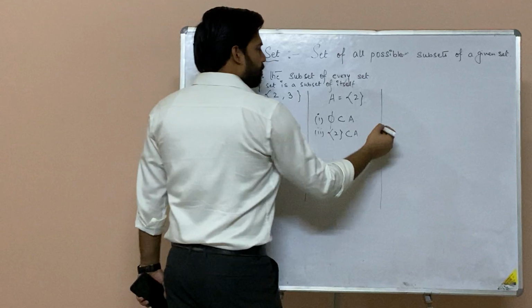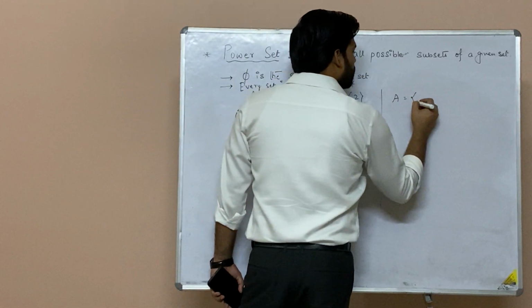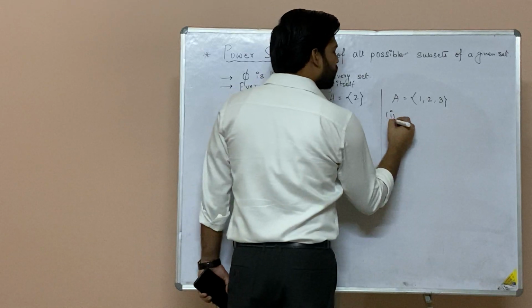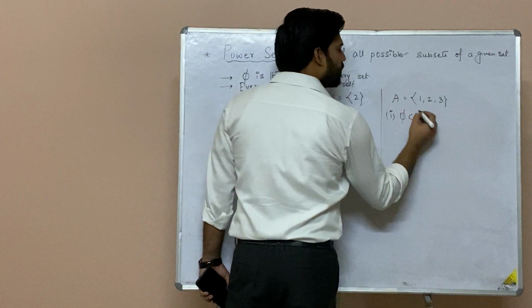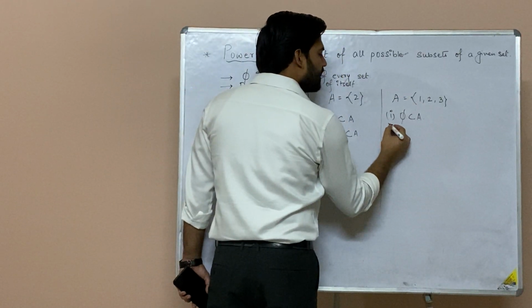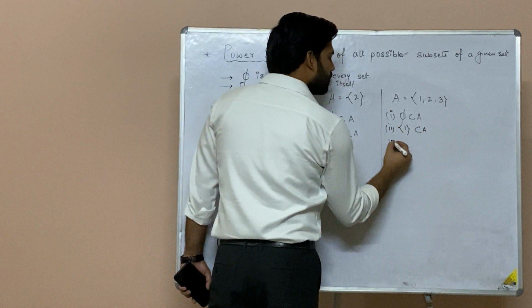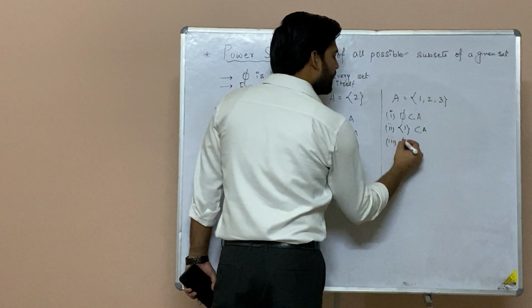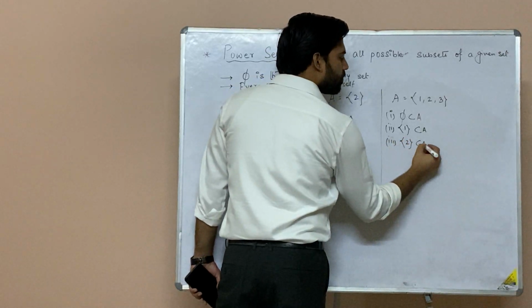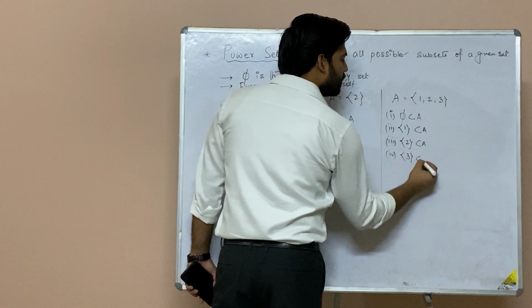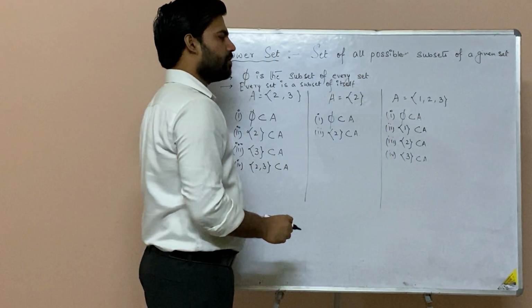Let me take another example. Say I am having A equals 1, 2 and 3. So how many subsets are possible? First one, phi, subset of A. Second, you will take single elements. Say only 1 is a subset of A. Only 2 is a subset of A. Only 3 is a subset of A. You have taken single elements and said okay, these are the subsets.